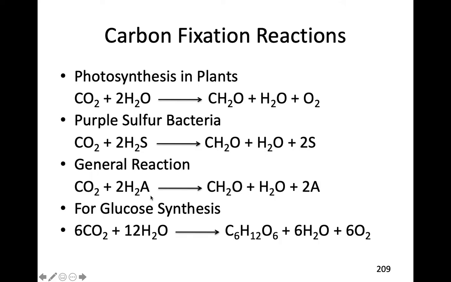So back to photosynthesis, what this means is that in the process of photosynthesis, the water, the H2O, is the electron donor. It will be oxidized to O2, and the CO2 is the electron acceptor, and it will be reduced to CH2O, or formaldehyde.